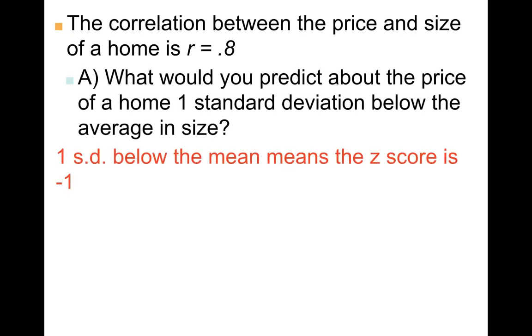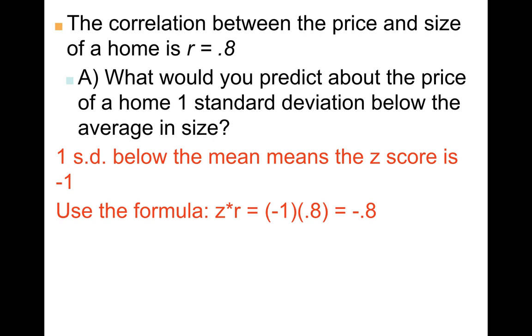So, one standard deviation below average. In terms of z-scores, one standard deviation below the mean means our z-score is -1. One standard deviation below means it's negative. So we're going to use that formula from the previous slide: z-score times r. So -1 times 0.8, that's easy. I get -0.8. Now what does that actually mean?